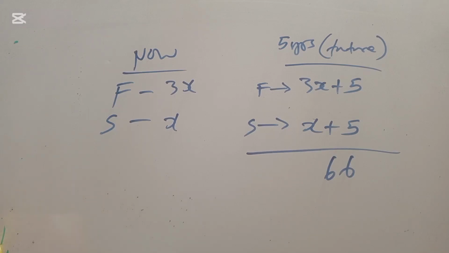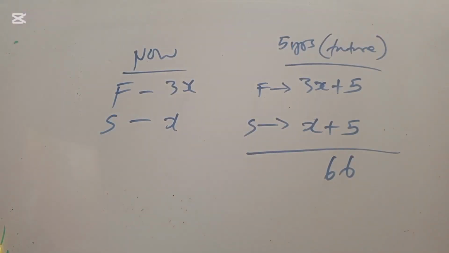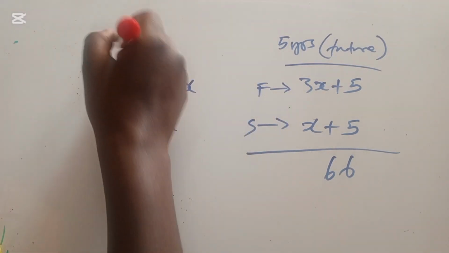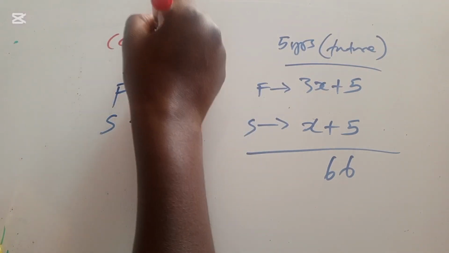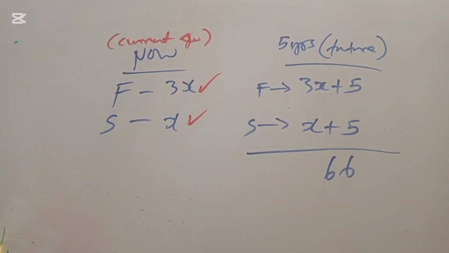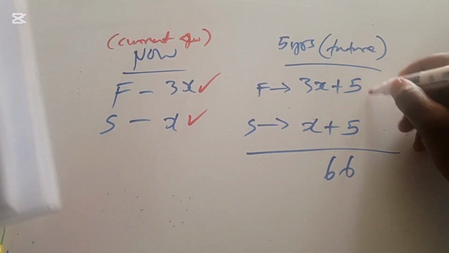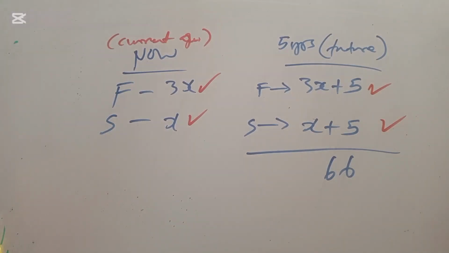You are told to formulate the equation to represent their current ages and ages in 5 years. So this is what you should have done. You would have said current ages: give this as 3x and this one as x. You get 1 mark. Then ages in 5 years would be this. You get another mark because the question has 2 marks.